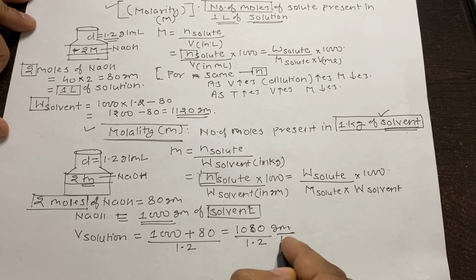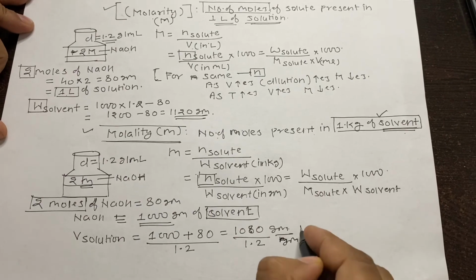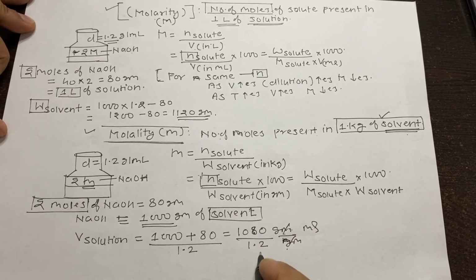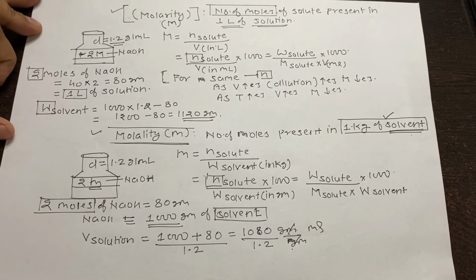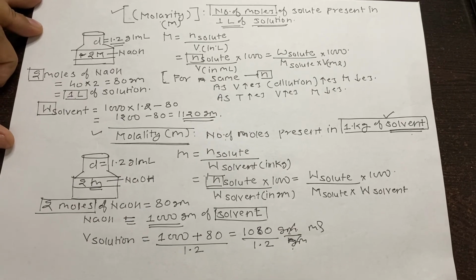So 1080 divided by 1.2 ml will be the volume of solution. This is the way by which we can find the molarity and molality of a solution.